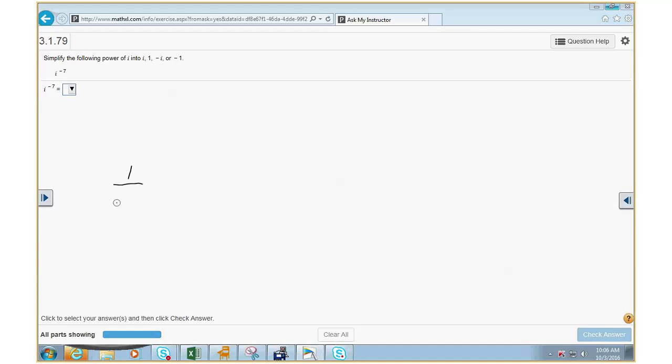1 over i to the 7th is equal to... i to the 7 divided by 2 is equal to what? 3.5. So that means it's going to be a fraction, so that means it's going to be i. And 3 means it's going to be negative, so that'd be 1 over negative i. It's going to be i to the -1, negative i to the -1.